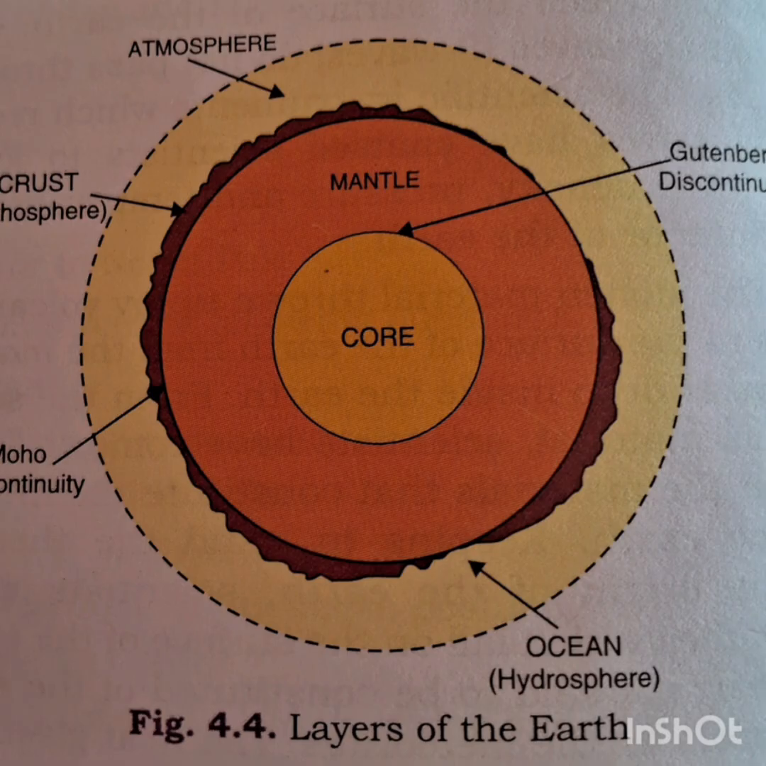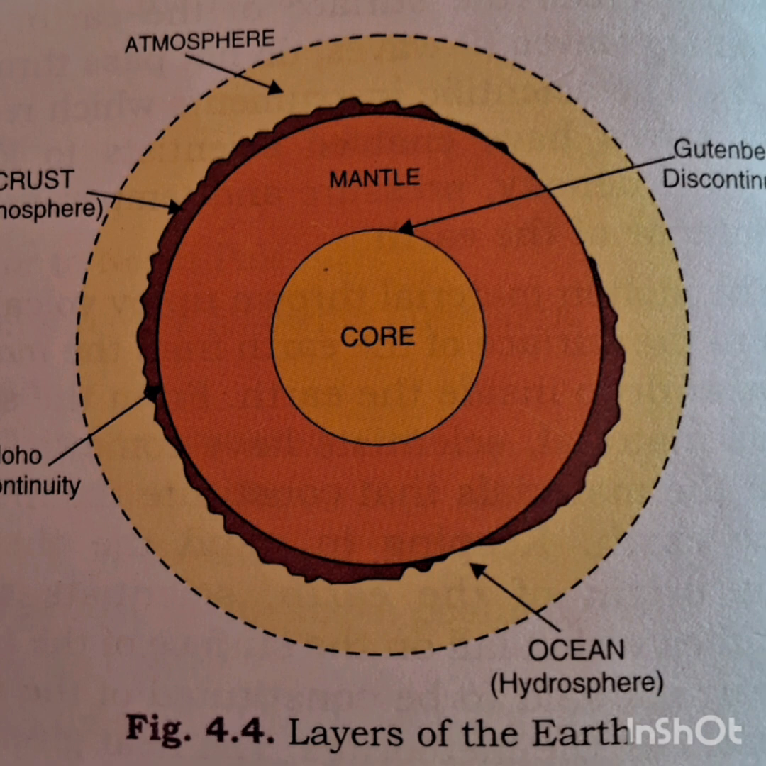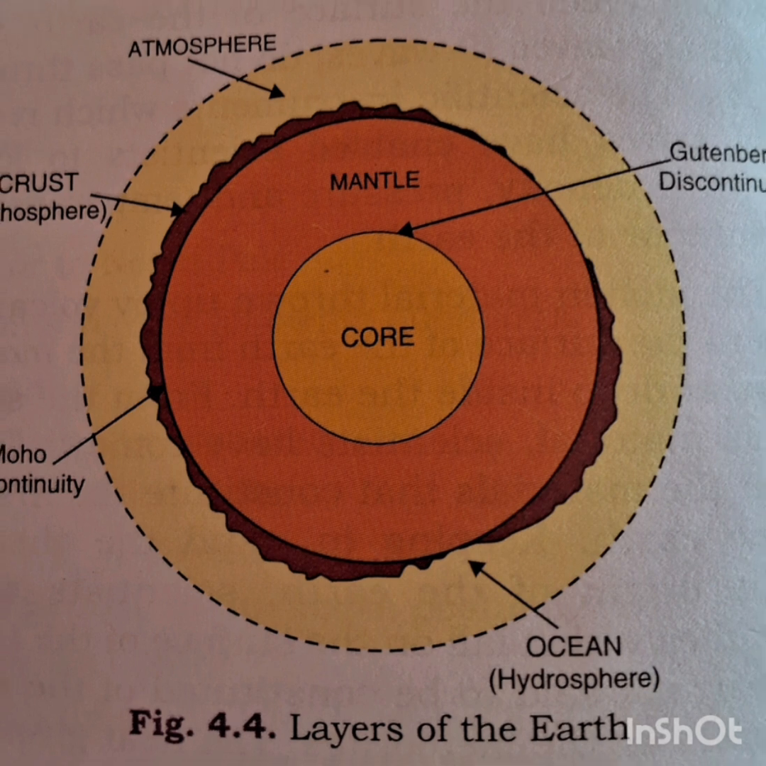Now we come to the lithosphere, the outer crust, where we live. The crust is called lithosphere because it is made up of solid rocks, or lithos. The crust contributes only 1% to the Earth's mass, and the crust is relatively thin.